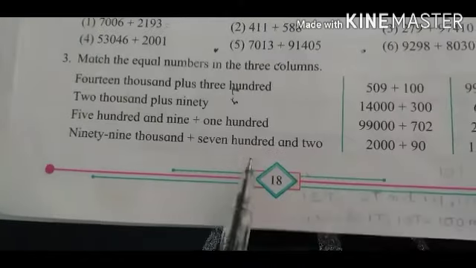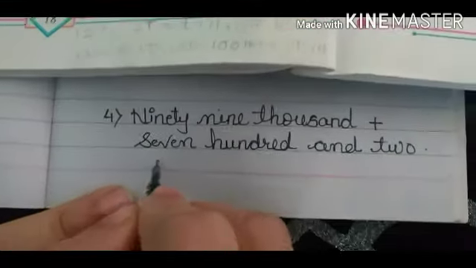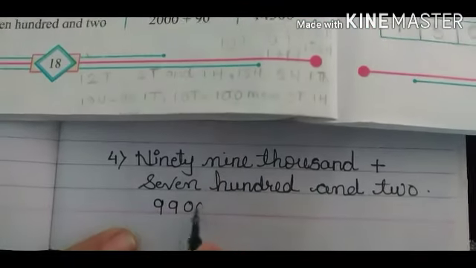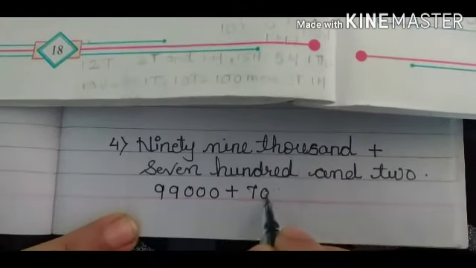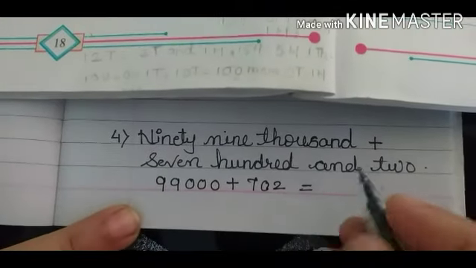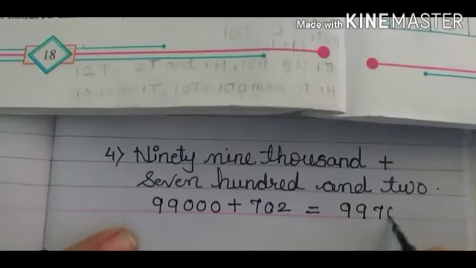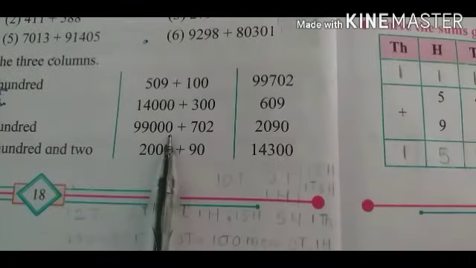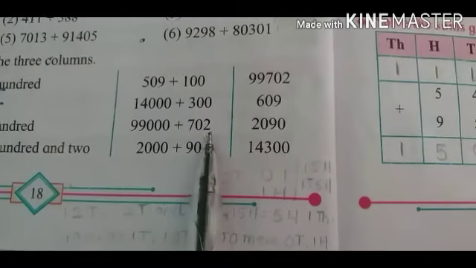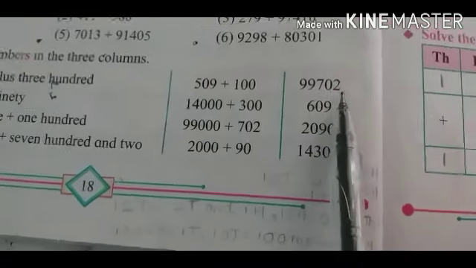99,000 plus 702. So we will write 99,000 plus 702. If we will add this, we will get 99,702. So see, in second column also given 99,000 plus 702, and in third column also our answer is 99,702.